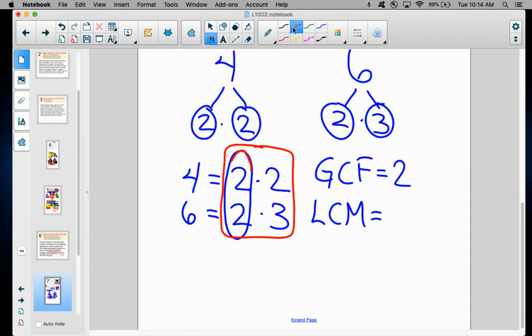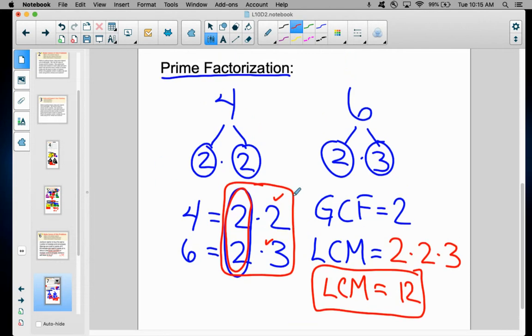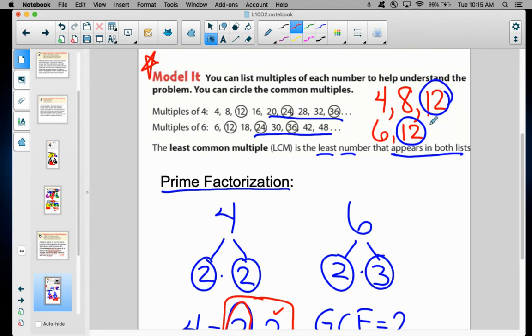So just like we have one circle, we only represent that number once because it's an overlap. So we don't need to double it because it's in both lists. But then we actually have to multiply it by all the numbers that are not the same as well. And when we do that, we have our least common multiple. 2 times 2 is 4. 4 times 3 is 12, like we saw in our other list. So that's an option. You don't have to use prime factorization. You can just list your multiples like this until you get one that is the same.